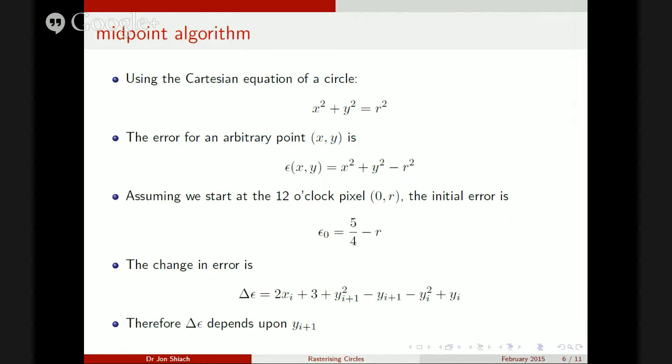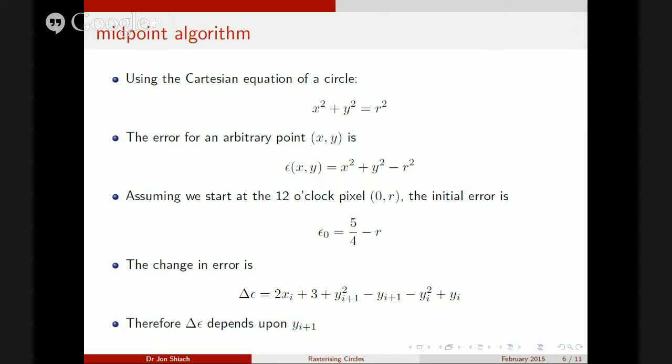We don't know what we're going to choose for the next pixel. So therefore, we have to do one for either case. So for example, if yi plus 1 is just equal to yi, that means we just go across. So the change in error, if we went to the east pixel, is 2xi plus 3 plus yi squared minus yi minus yi squared plus yi. Because all I did there is replace yi plus 1 with yi. As you can see, all the y's cancel out, and we just got 2x plus 3.